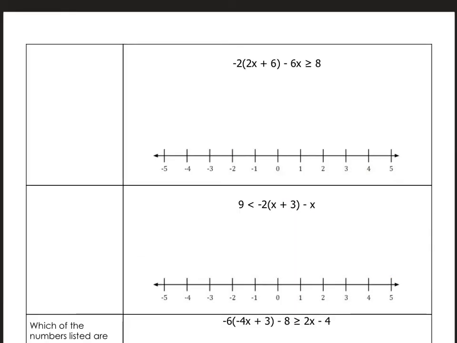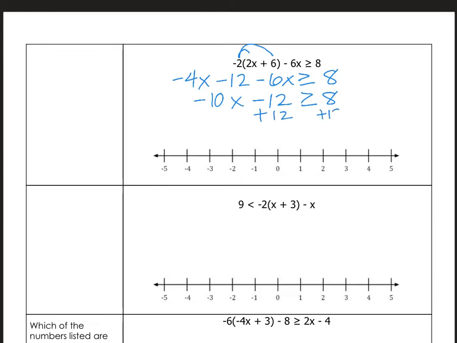So let's first distribute this negative 2. So now we have negative 4x minus 12 minus 6x is greater than or equal to 8. Let's combine our like terms. So we're going to have negative 10x minus 12 is greater than or equal to 8. Okay, let's add 12 to both sides. When we do that, we get negative 10x is greater than or equal to 20.